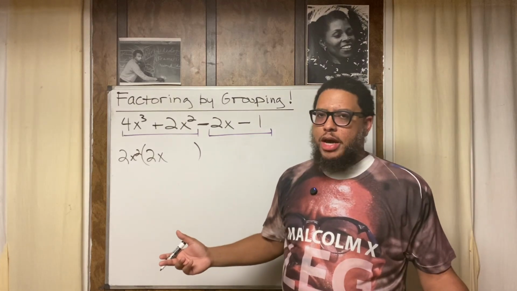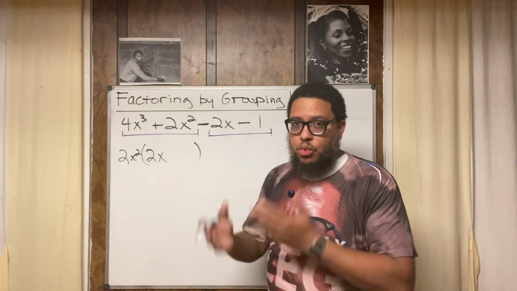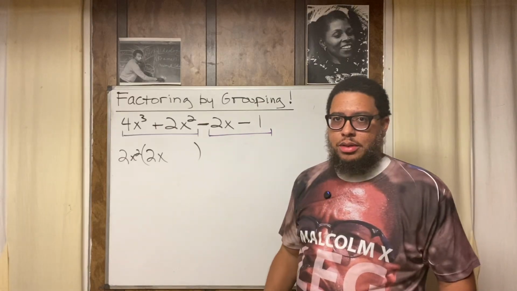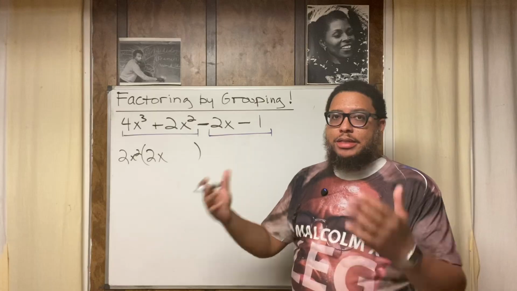How come there's no exponent written? Because of another rule you need to know. When the exponent is 1, you ain't got to write it. When the exponent is 1, you ain't got to write it, but you got to know that it's there.